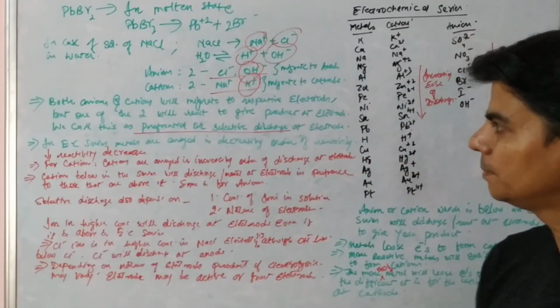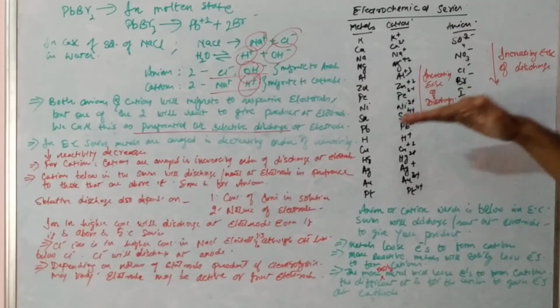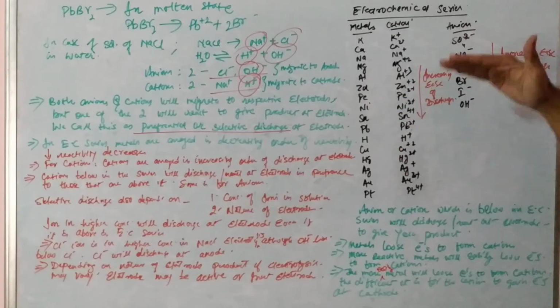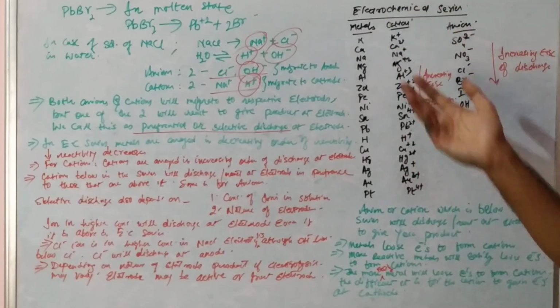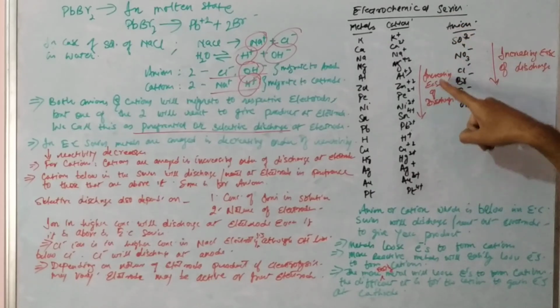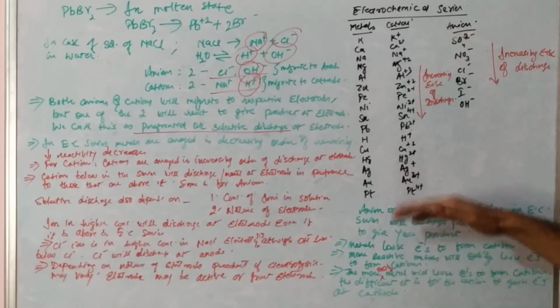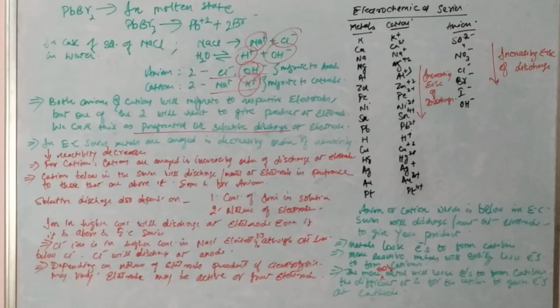So I hope all this is clear, preferential discharge of ions and the electrochemical series. Just remember one thing: if you check discharge of ions, or which ion will react at the electrode based on this series, whether it is cation or anion, the one which is below will discharge preferentially compared to the one which is above. That's why I've mentioned here, as we come down the series, it's increasing ease of discharge. As you come below, the ease of discharge will increase. That is, the ones that are below will easily get discharged at the electrode in both cases.